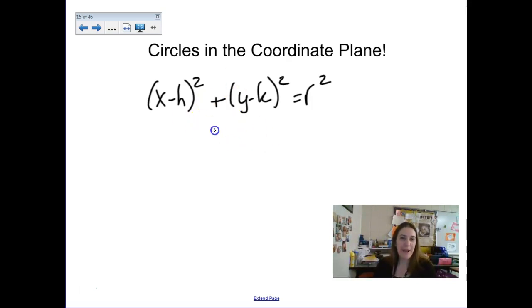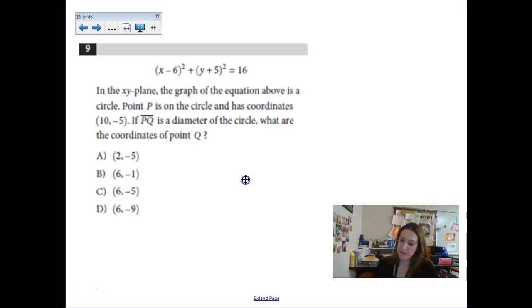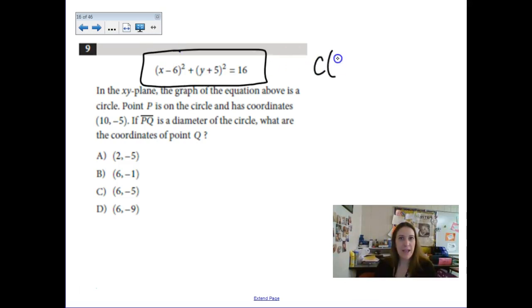And then when it's all foiled out or expanded out, that's called general conic form, which stinks because it doesn't tell you anything. But remember, the center is located at (h, k), and r equals the length of the radius. So this first question here, they give us a standard form, so that's exciting. So a few things I know. I know my center is located at (6, -5). Remember, opposite signs for the parentheses. And the radius length is 4.